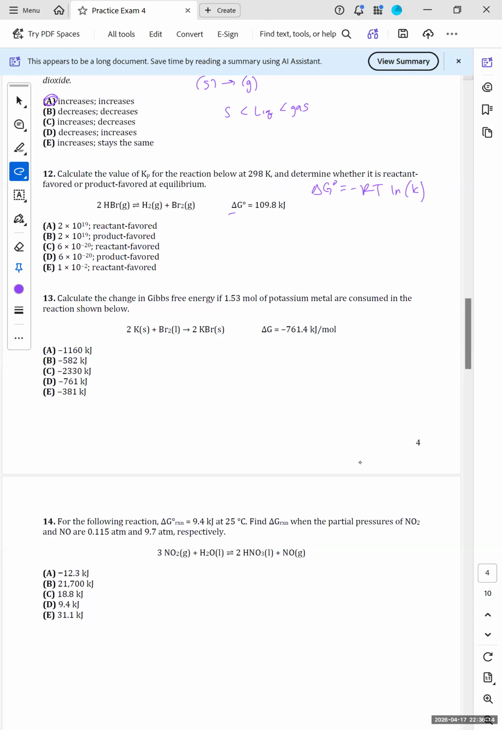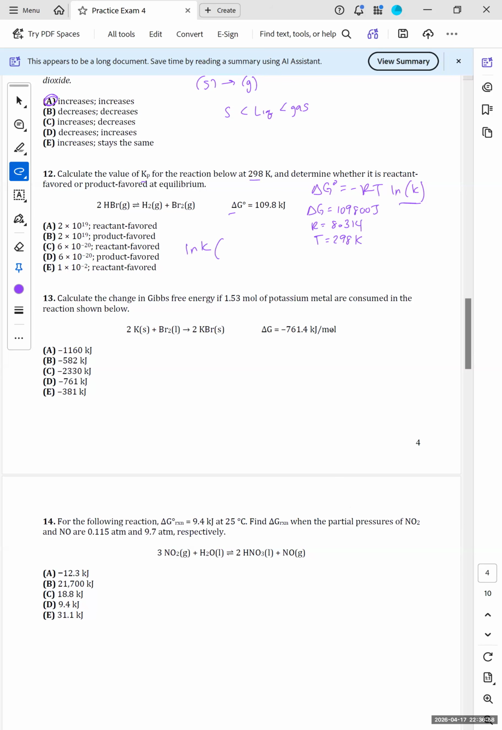I was given delta G, but I'm going to convert that into joules just so that the constants or signs all work together. So I'm going to make that 9800 joules. R is a constant, that's 8.314, and I was given my temp, 298 Kelvin. What I don't know, what it's asking for, is K. So I rearranged my equation to get log of K by itself.